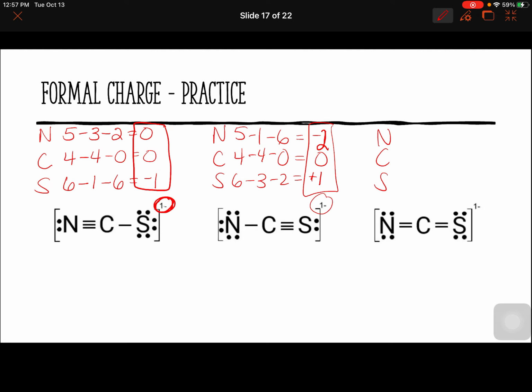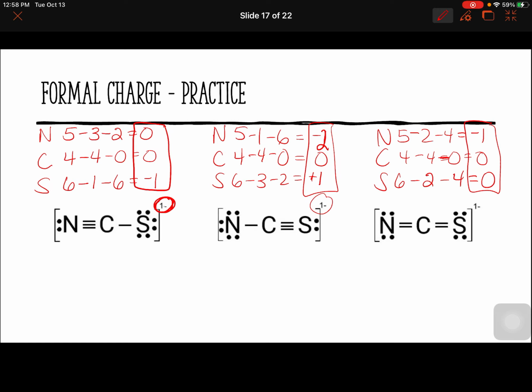And then 5 -2 -4. 4 minus 4 minus 0. 6 minus 2 minus 4. And those all add up to -1 as well.